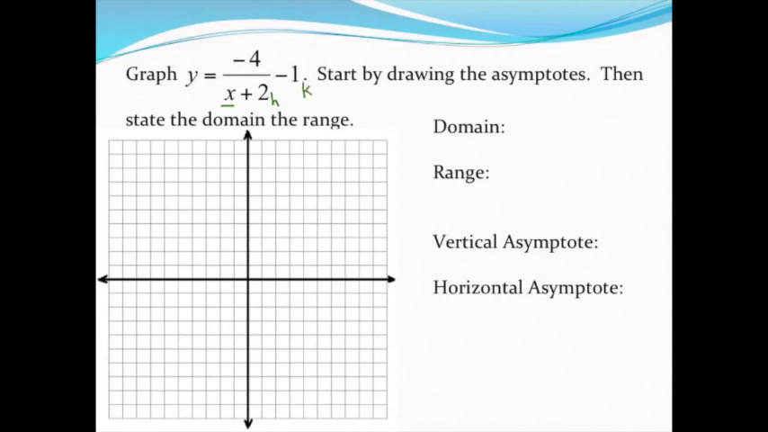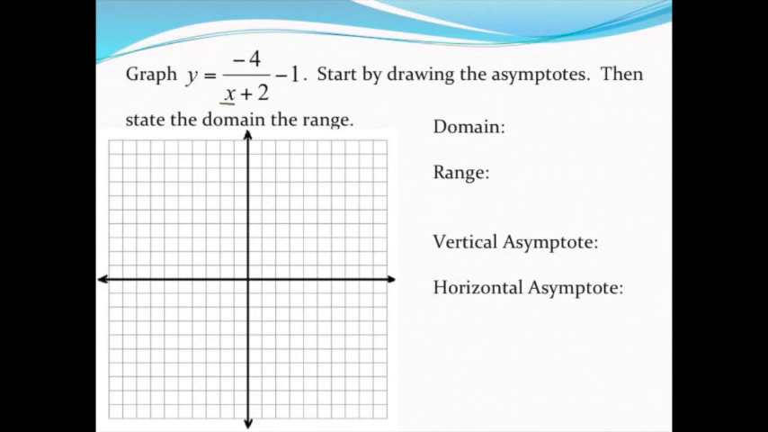Our domain is always going to be what would make the bottom of the fraction equal to 0. The biggest thing to keep in mind with rational functions is you never ever want to divide by 0. Well, in this case, some people tell me that x can't be 0, but that's not true. If I plugged in 0 for x, 0 plus 2 is 2, and dividing by 2 is not a problem.